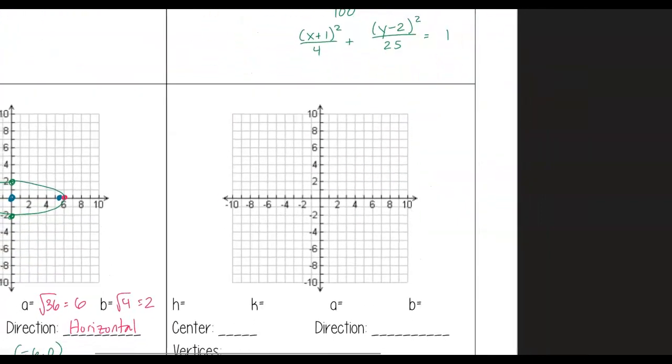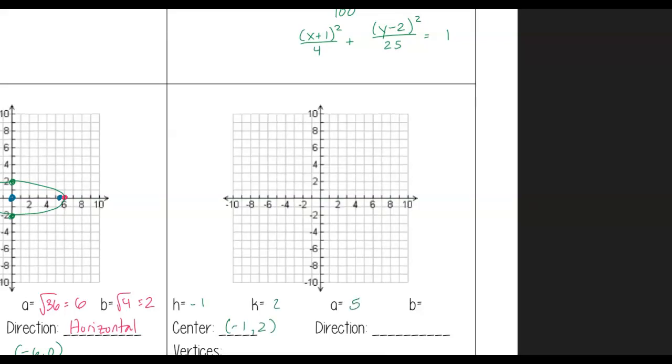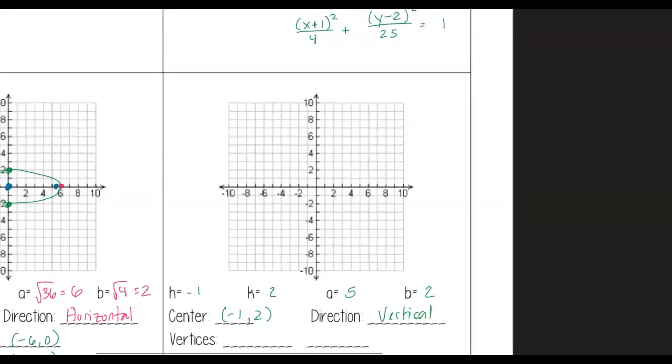So here, our center is located at -1, 2. Our a value is 5. Our b value is 2. That means that this is a vertical ellipse. And I can now easily graph this.